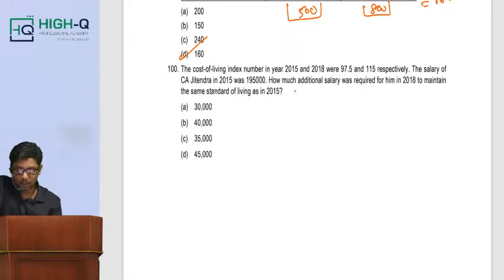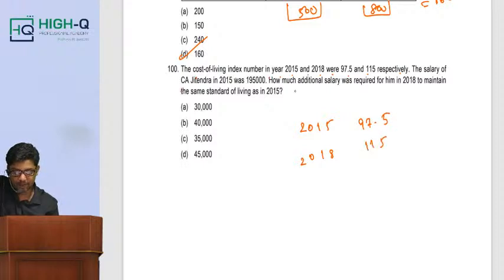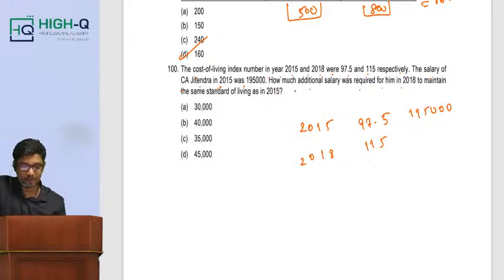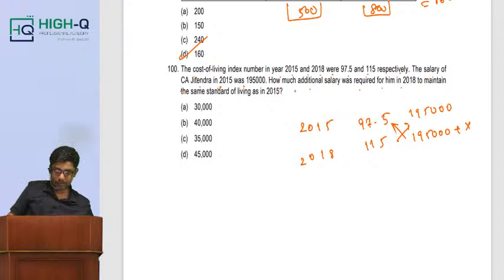Now, cost of living index numbers for the years 2015 and 2018 were 97.5 and 115 respectively. The salary of CA Jitendra in 2015 was 195,000. How much additional salary was required for him from 2018 to maintain the same standard of living? So this is basic salary plus X. Now you know, it's a cross multiplication. You have a calculator, right? So take your calculator. What exactly can be done?